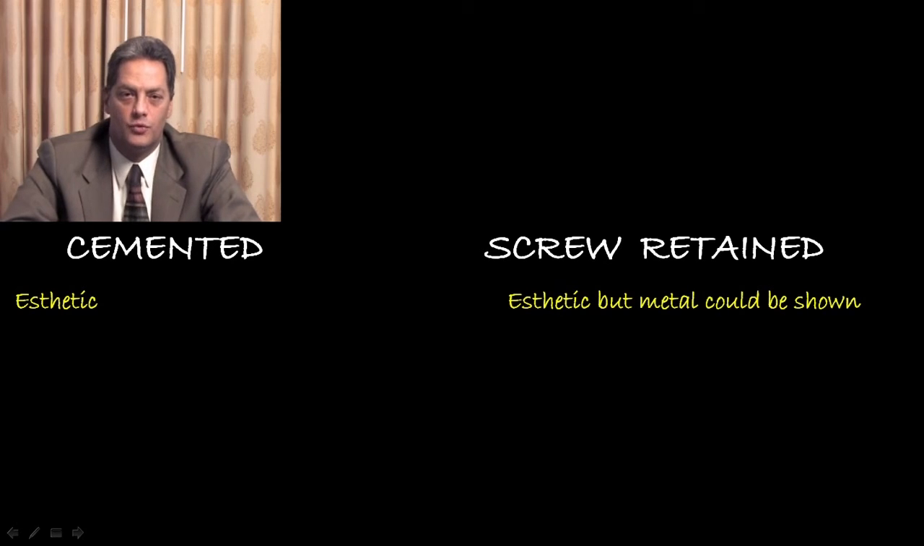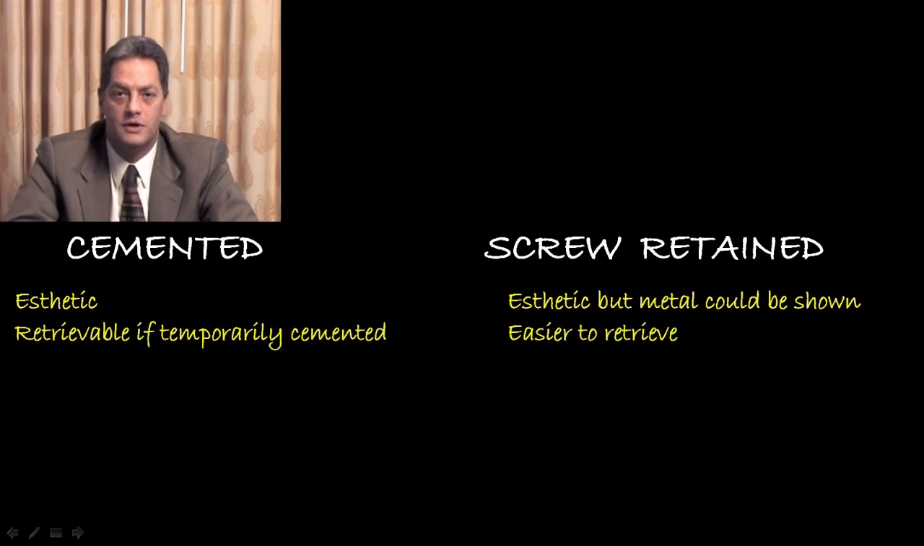So we need to visualize what the final restoration will look like from the onset. Is it going to be cemented or screw retained? And this we try to determine on our diagnostic phase. We need to know what the aesthetic is going to be, if it's cemented, or if it's going to be aesthetic enough, even if we're going to show metal on the posterior segment. This is all going to alter the position of that implant.